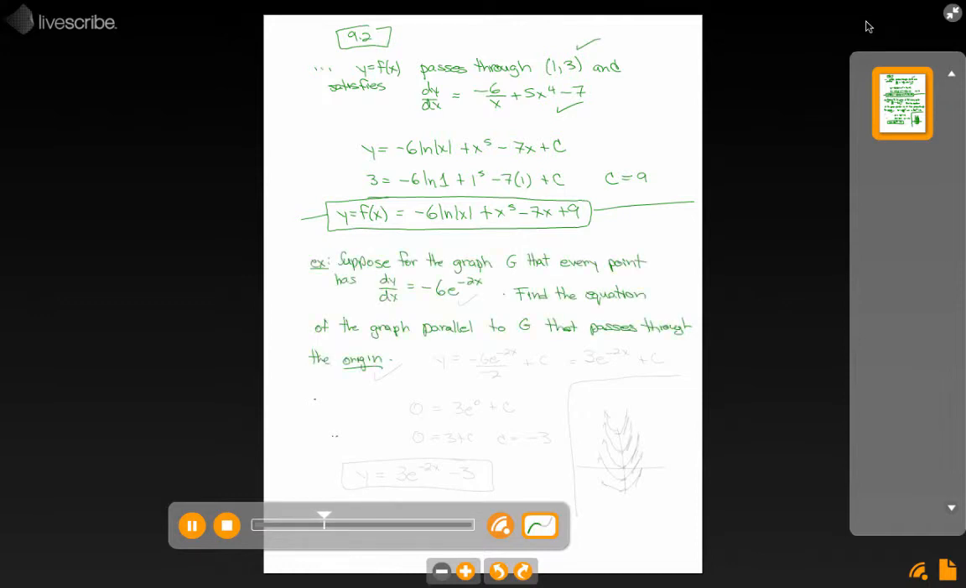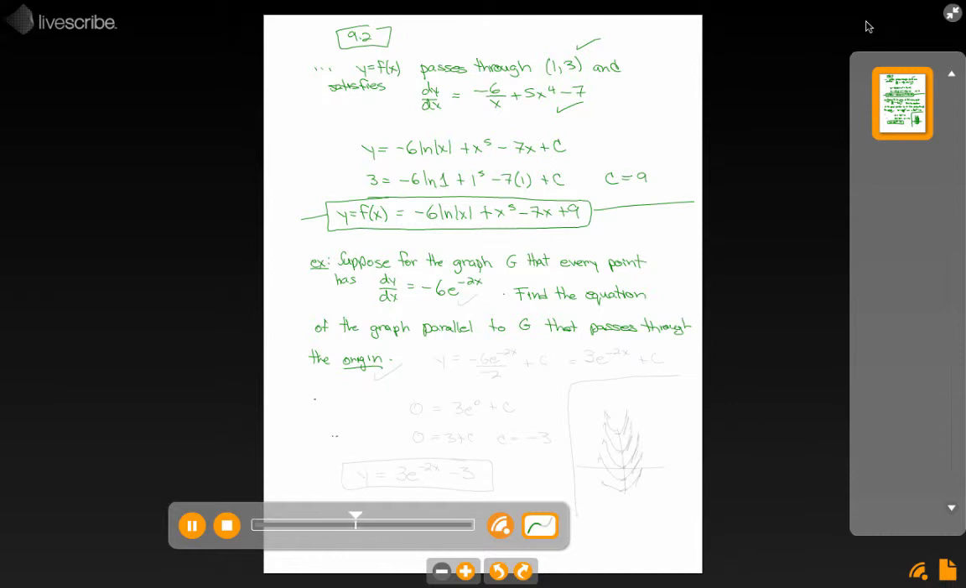So last example here, it says, suppose for the graph g that every point has dy/dx equals negative 6 e to the negative 2x. Find the equation of the graph parallel to g that passes through the origin. I chose this one as an example not because it's particularly different than the last couple, but mainly because they ask it in such a different way, this idea of graphs parallel, etc.